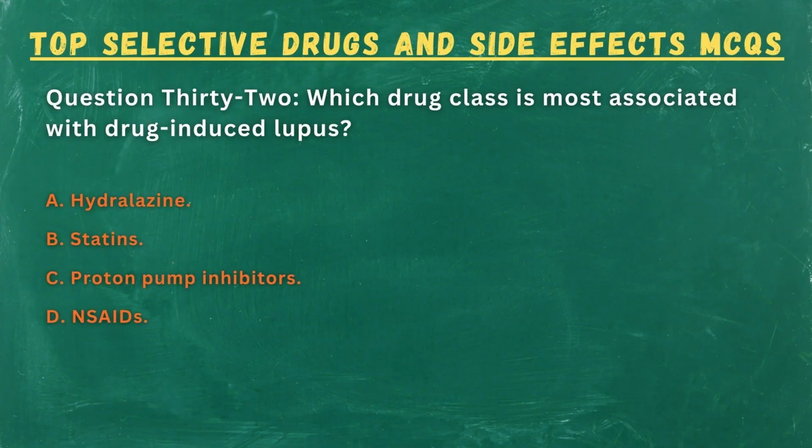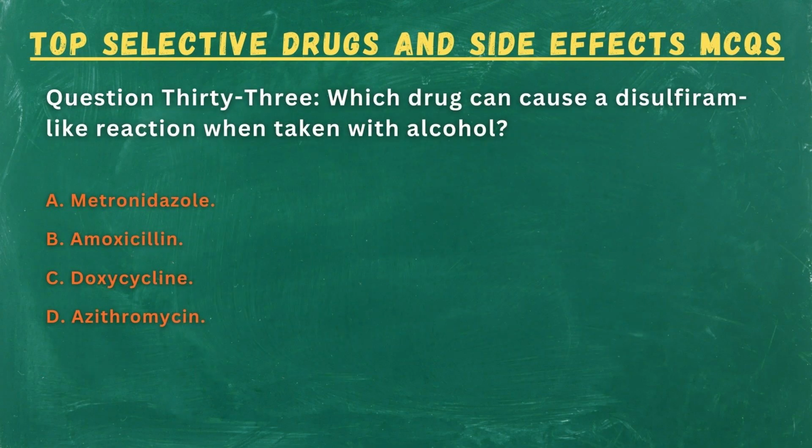Question 32. Which drug class is most associated with drug-induced lupus? A. Hydralazine. B. Statins. C. Proton pump inhibitors. D. NSAIDs. Answer: A. Hydralazine.